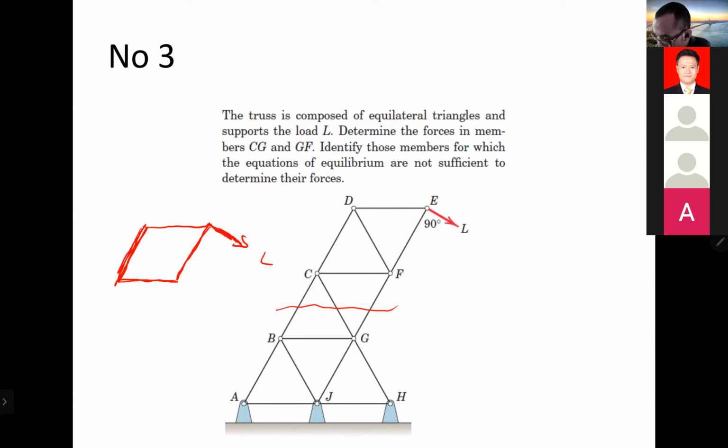Okay, then the rest will become internal forces, and the cut members become our external forces. FCG, right? And FGF. FG.